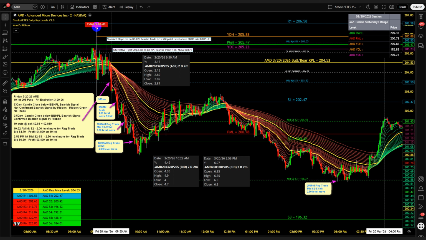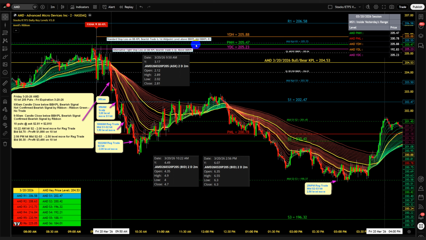We do have the 9:30 a.m. BBKPL bearish alert here. However, as you can see, the ribbon is green. So this is a no trade as we're getting conflicting signals here. You can see this was a very long wick on both sides of this candle. So this was a fairly extended candle here. We have the body in between.